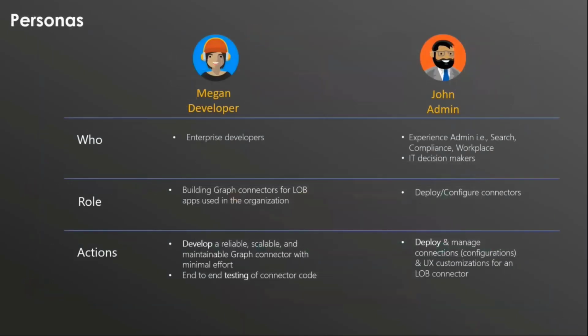Moving on, who are the main users who will be interacting with this SDK? There are two main personas that we are looking at here. One is the connector developer in your organization who will be writing the code for developing this graph connector. This SDK will enable them to write a reliable and scalable graph connector. And then there's an admin who will be responsible for deploying and configuring these connectors and managing these connections once the connector is deployed.